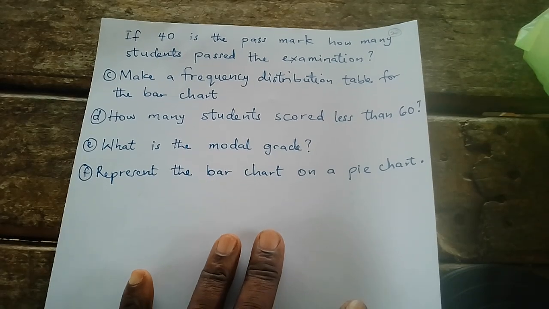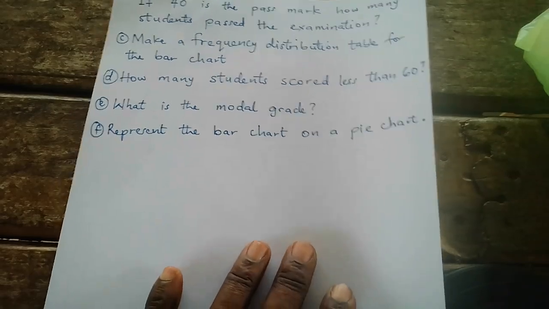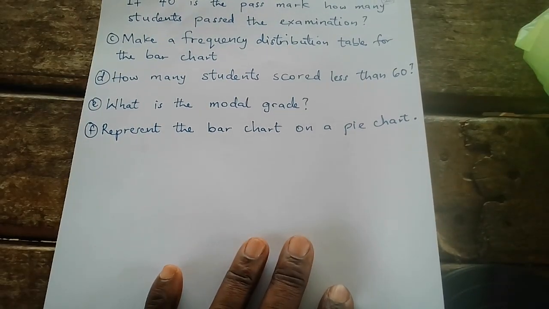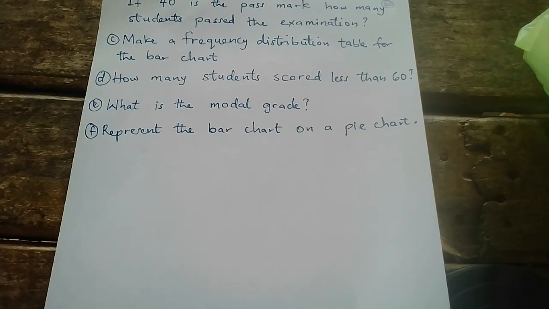What is the modal grade? F, represent the bar chart on a pie chart. So that means you have to convert the bar chart to a pie chart.